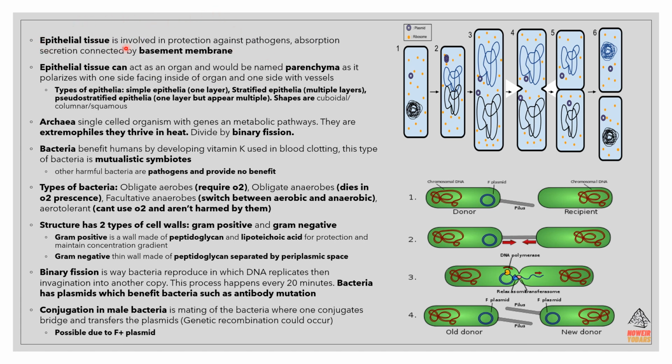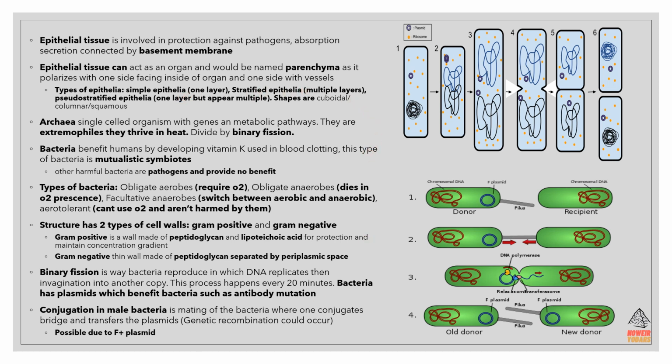Epithelial tissue is one of the tissues, right? Since its name is epithelial tissue, but it can also act as an organ. But when it acts as an organ, it's called parenchyma. So a parenchyma polarizes with one side facing the inside of the organ and one side with the vessel.